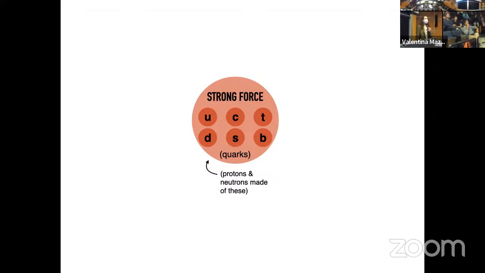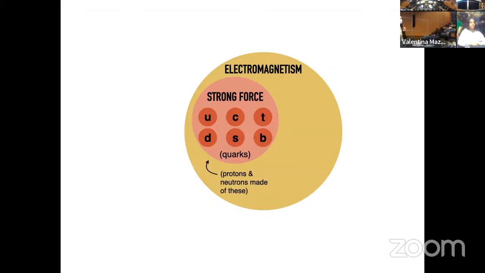The strong nuclear force is what holds quarks together to form protons and neutrons, which you may have learned about in a chemistry class. That forms the central core of an atomic nucleus, so these are the building blocks of atoms. All right, so that's the strong force. I like to think of it as a Venn diagram.